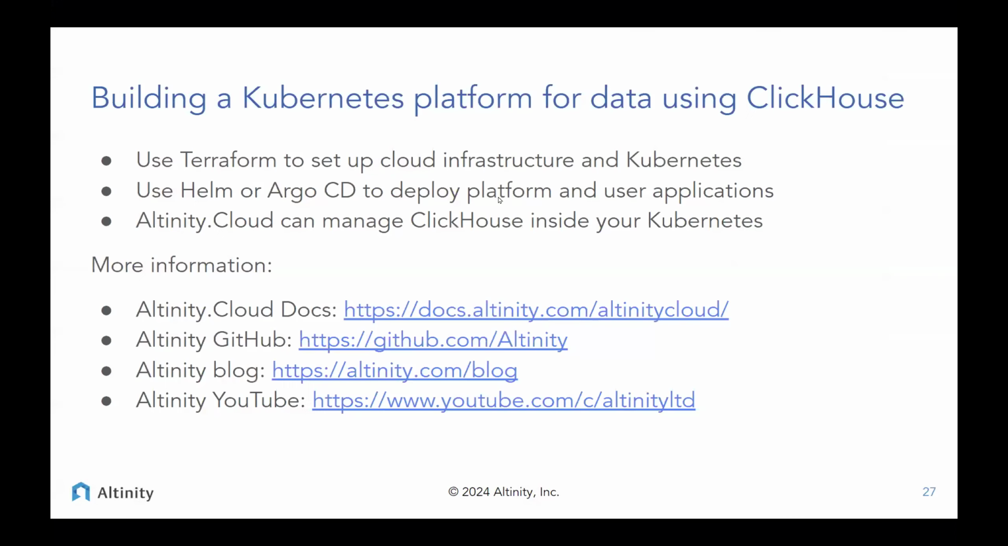So what we've seen is that you can build a Kubernetes platform for data using ClickHouse using these tools that Josh introduced. Terraform is great for cloud infrastructure and Kubernetes. Helm or Argo CD is great for deploying the platform applications, so the things that make the platform itself run, and then the user applications on top of them that run your business. The great thing is you can take your pick. It's whatever you're comfortable with, and we assume that different teams will make different choices based on what they like to do and also the things they feel more comfortable with.